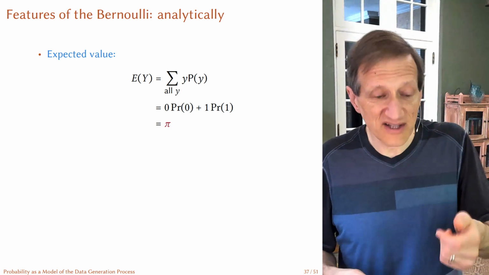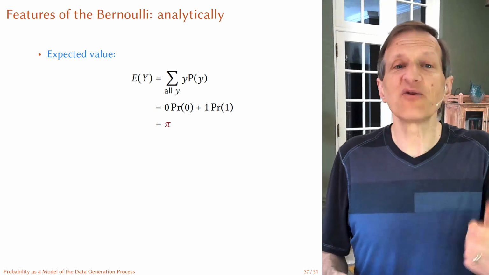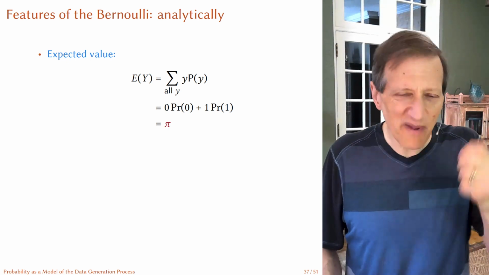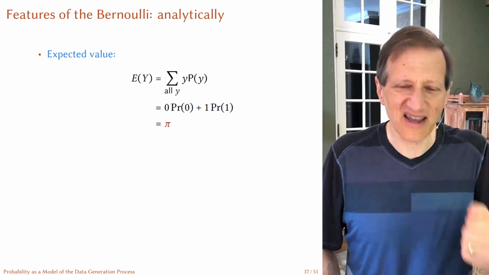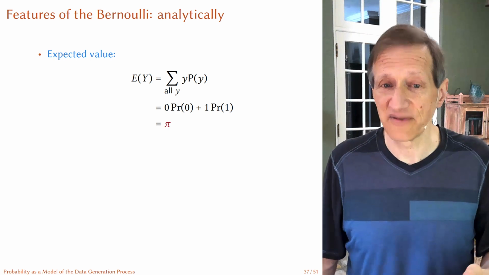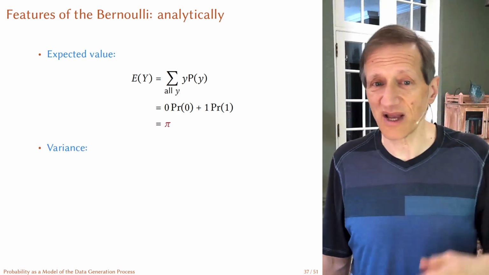So you're flipping coins where the probability of a 1 is pi. What do you expect to get on average? You expect to get pi. So if it's a fair coin, on average you expect to get 0.5, right? Sometimes you get 1, sometimes you get 0.